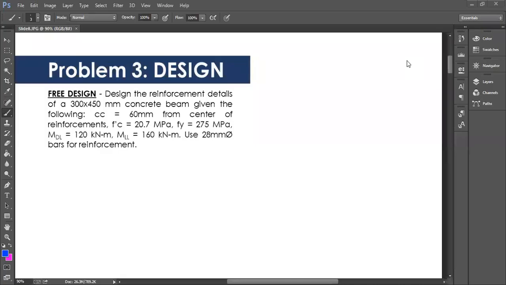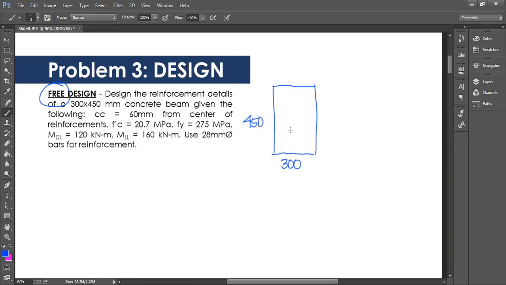Okay, so this last problem that we have sa lecture natin is about the design of doubly reinforced beams. Wherein dito sa problem natin, particularly, meron tayong free design na we need to design the reinforcement details of a 300 by 450 millimeters reinforced concrete beam. Wherein, yung 300 by 450 is already the base and the nominal depth. So in this case, hindi pa natin alam yung effective depth natin.